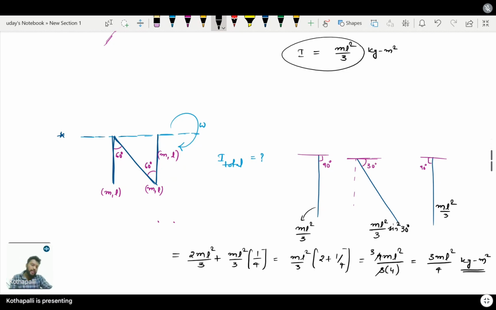So you may have a doubt: why should we not take this angle into consideration? Why should we take only this angle? See, when I say the perpendicular distance to the axis of rotation of this rod, the axis of rotation is like this. So when it is rotating like this, the perpendicular distance will be in this condition only. Okay, the perpendicular distance to the rod, like this.